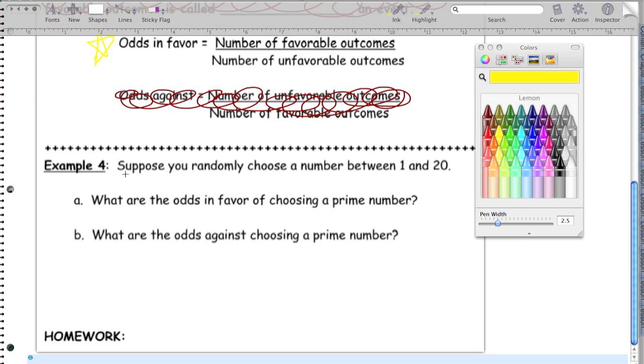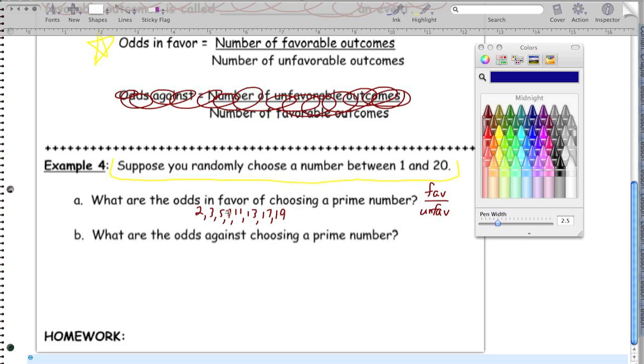Let's try one. Example 4 says, suppose you randomly choose a number between 1 and 20. So this is our event, or this is our situation, randomly choosing a number between 1 and 20. What are the odds in favor of choosing a prime number? So we need to figure out favorable over unfavorable. And with that in mind, first we need to know what the prime numbers are. So between 1 and 20, the prime numbers are 2, 3, 5, 7, 11, 13, 17, 19. Remember, a prime number is any number divisible only by 1 and itself. So now that we've listed our prime numbers, for our odds in favor of choosing a prime number, how many favorable outcomes do we have?